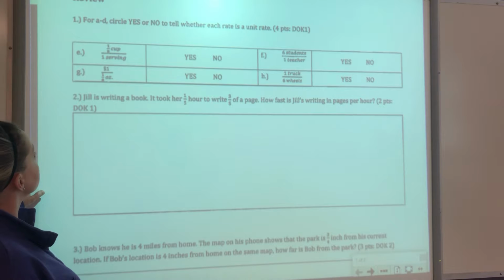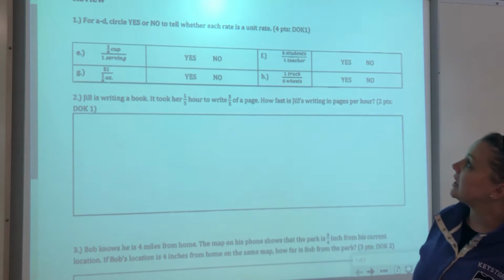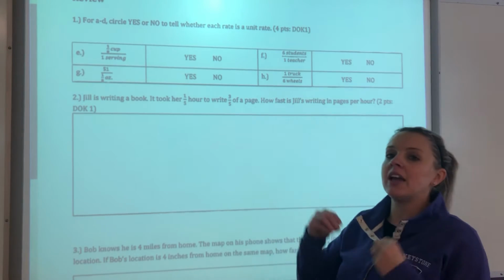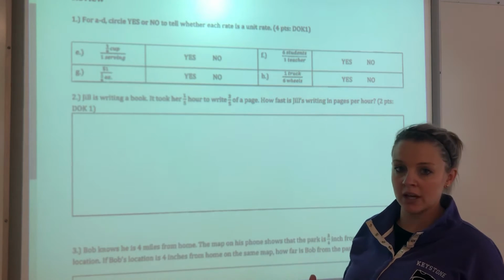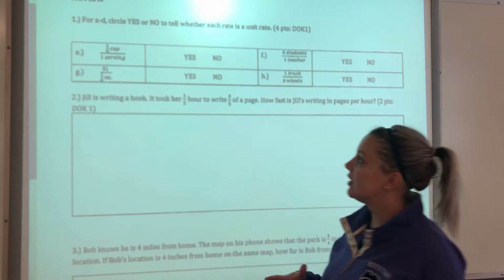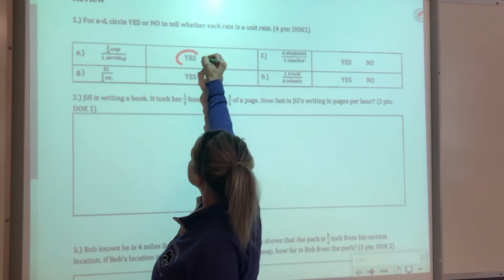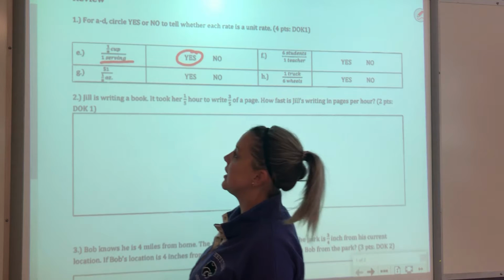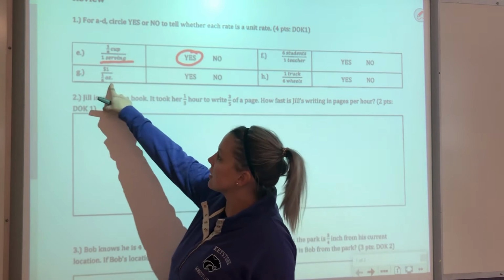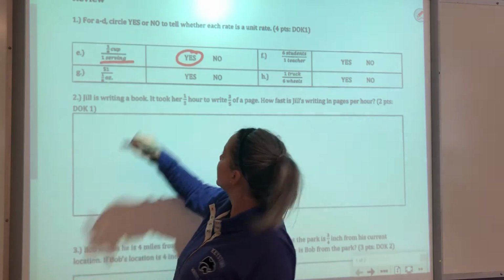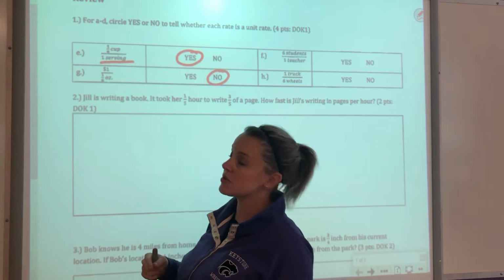So for the first part, it says for A through D, circle yes or no to tell whether each rate is a unit rate. Again, remember, a unit rate has a denominator of 1. We're looking for 1 unit. So 1/8 of a cup to 1 serving: that is yes, because you can see that there is a 1 in the denominator. $1 for 1/8 of an ounce: that is not a unit rate because we only have 1/8 of an ounce, not 1 ounce.